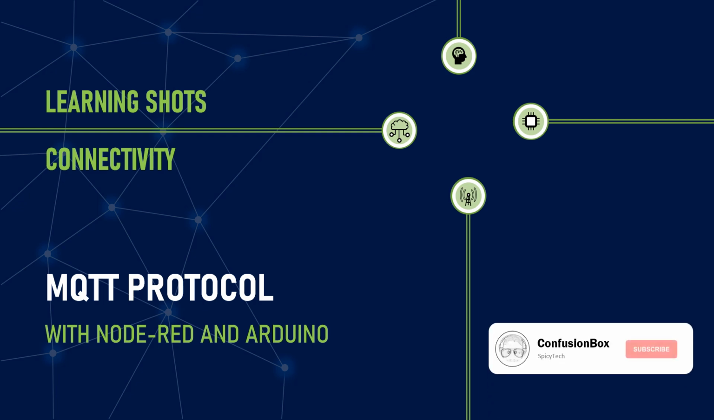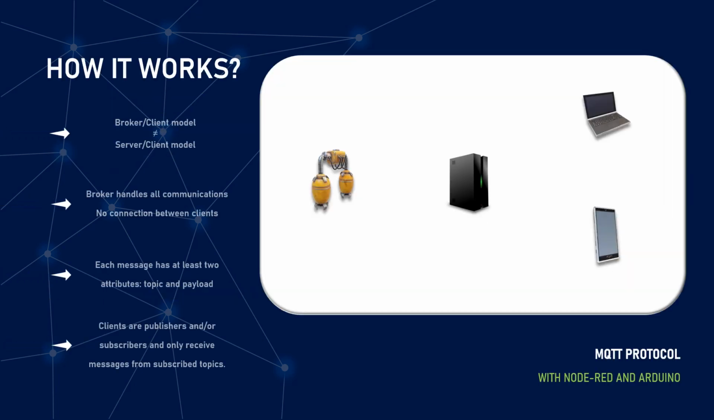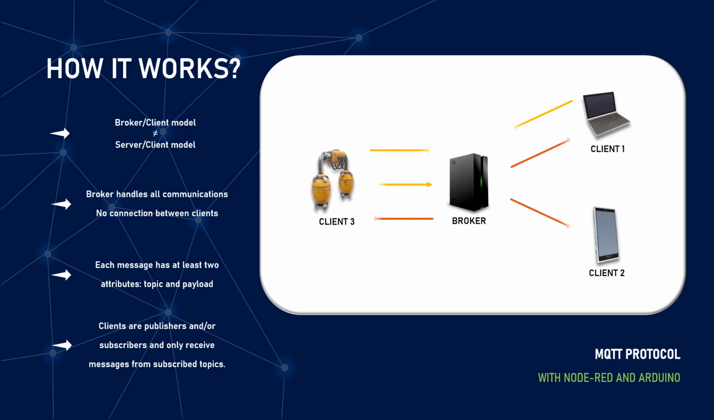MQTT is a popular communication protocol used in IoT networks, and in this video we will see a way to implement it using Node-RED and Arduino. MQTT protocol has a publish-subscribe approach, where messages composed by at least a topic and a payload are exchanged.